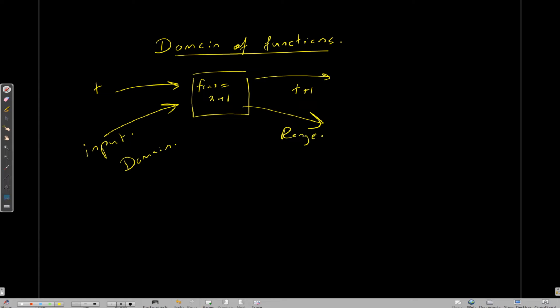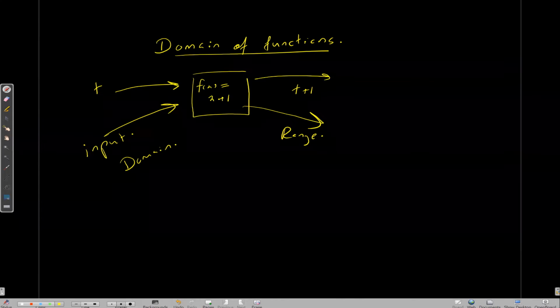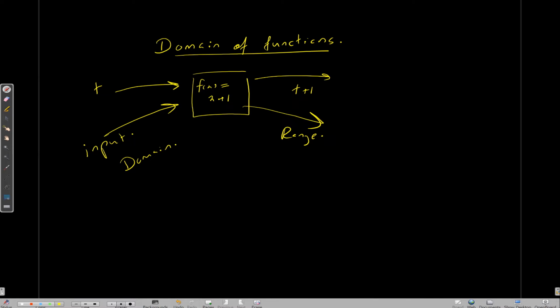Now you cannot just throw everything into your machine. For example, like a washing machine, you cannot throw shoes, stones, things like that. Exactly like that, for functions there are set of things that you can put. That's known as domain. Now let's take some examples. Let's take the first simple example, f of x equal x plus 1. This is a linear function.